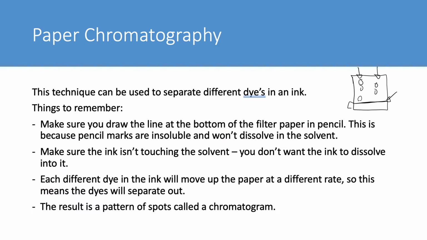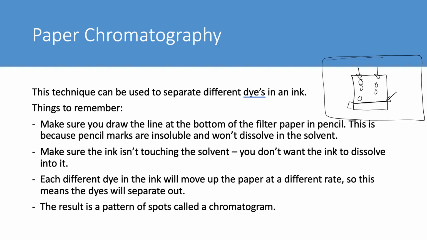So starting off with paper chromatography. This technique is used to separate out dyes in an ink. This image over here shows how paper chromatography is actually used. So you have the chromatography paper, you draw a line and the different dyes rise up in order of how much there are in the ink.